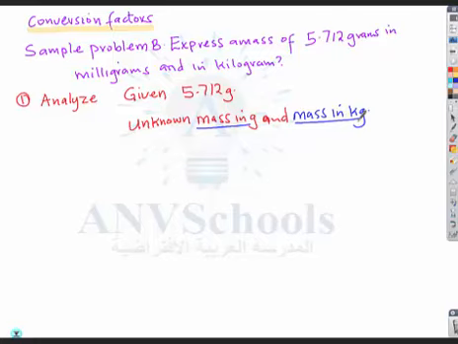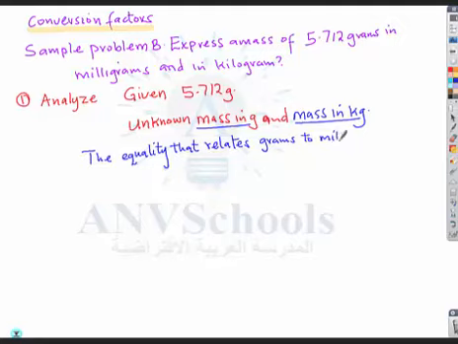The equality that relates grams to milligrams is, so we have 1 gram equal 1000 milligram.